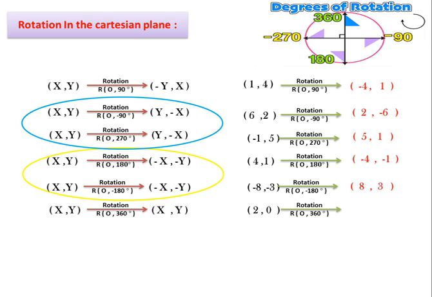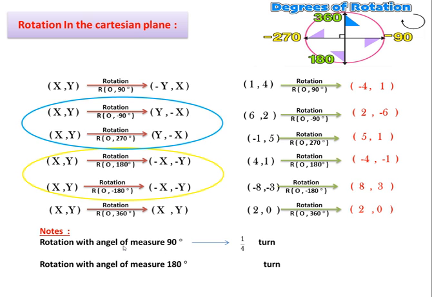For example, if we have the point 2 and 0 and make a rotation about the origin point by 360, we get the same point 2 and 0. Now we have some notes. If the rotation has an angle of measure 90, we make a quarter turn, but if the rotation has an angle of 180, we make a half turn. But if we make a rotation with an angle of measure 360, then it is the identity rotation.